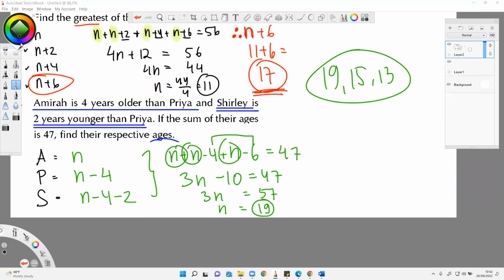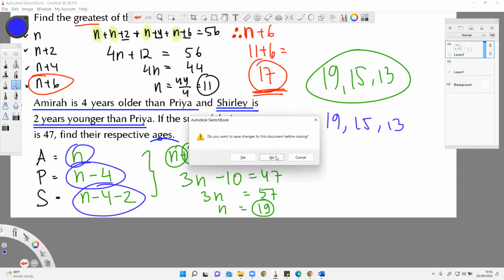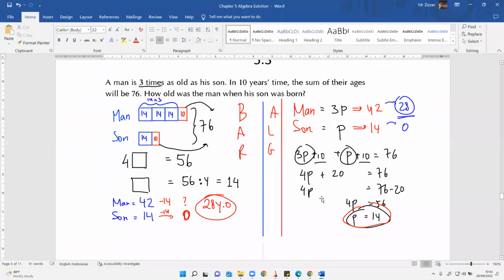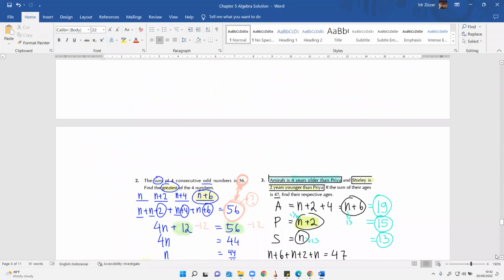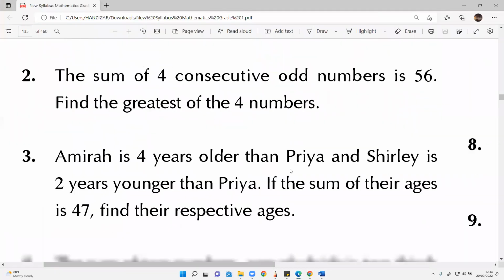A different N, right? And this N is for the age of Amira. So 19. 19 minus 4, 15. 19 minus 6, 13 also. See? It's the same. Any questions so far? One more example. I will give you the other example.